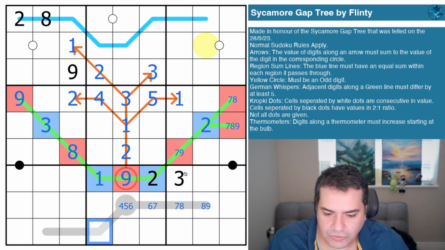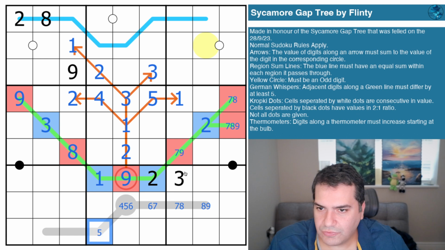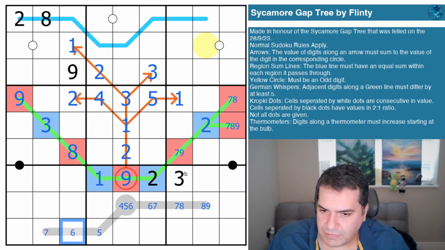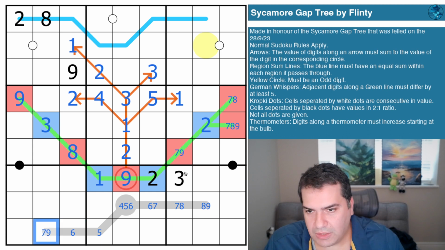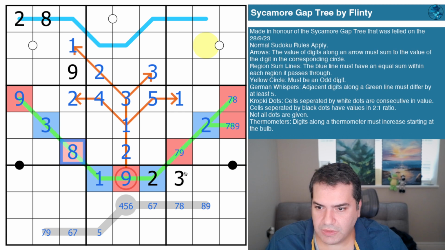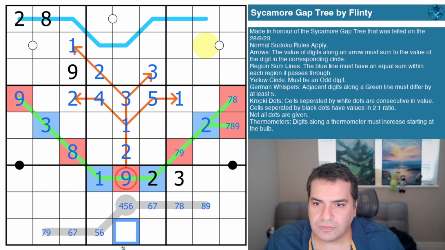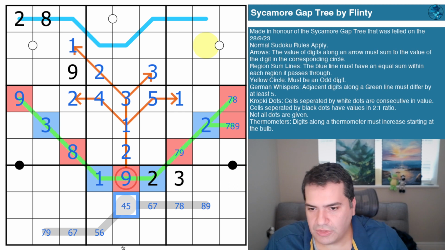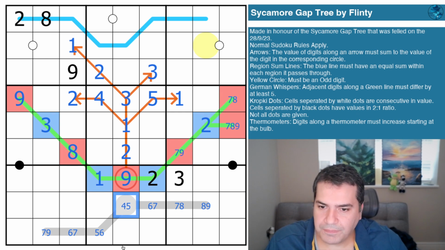Let's have a look at this side. So minimum of 5, minimum of 6, minimum of 7. Can't be an 8, can be a 9. Could be a 7, but can't be any higher because we've got 8 and 9 in the column. Can only be a 6 as the maximum. 6 is not allowed in here either. So this is fairly restricted.